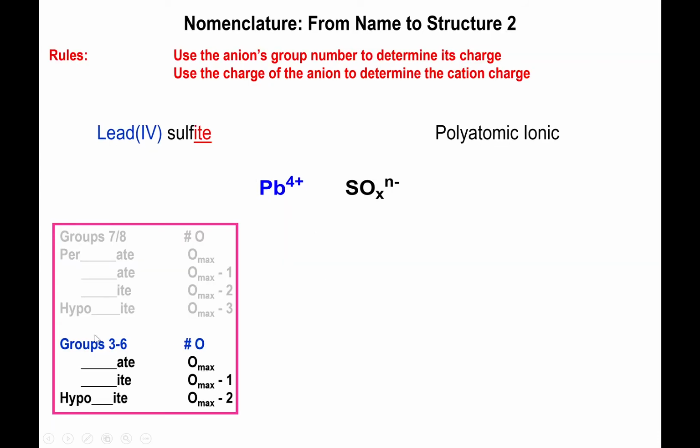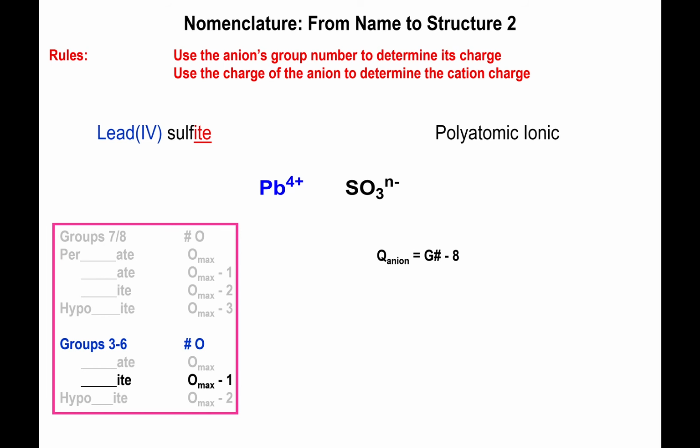Alright, now because we're dealing with group 6, we deal with the bottom portion of the nomenclature table. Maximum number of oxygens, -ate. 1 less than that, -ite. 2 less than that, hypo-ite. Now the name ends specifically with -ite. This is sulfite. So that means that we're going to be dealing with 1 less oxygen than the maximum, and the maximum is 4. Therefore, we end up with only 3 oxygens in this structure. Alright, so that's how we figure out how many oxygens we're dealing with. Now for the charge, you will once again use group number minus 8.